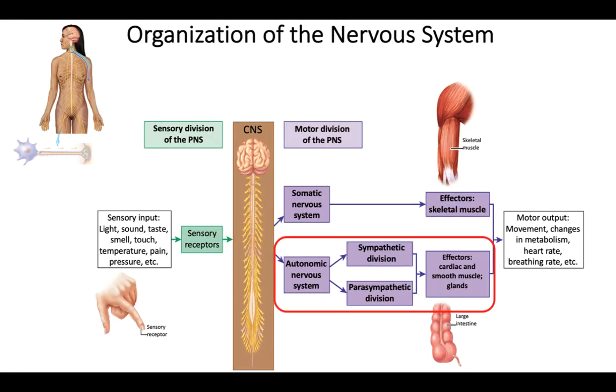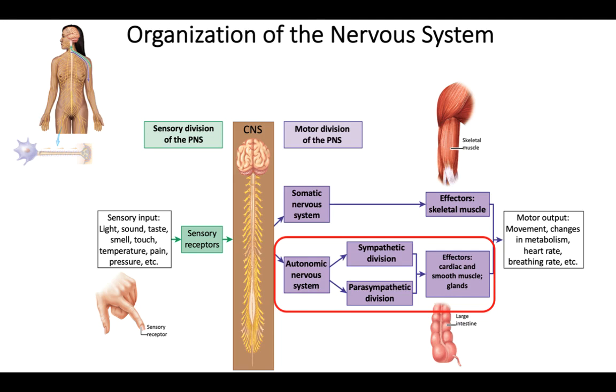So let's look at this diagram. We've looked at this in the past. This is just giving us an overview of the organization of the nervous system with the CNS, brain and spinal cord, input coming from sensory neurons or the sensory division of the PNS. And then over here is the motor division. And that's where we're going to focus on this motor division. Here's the somatic nervous system. The effectors, or the organs that it controls, are skeletal muscle. So the somatic motor neurons stimulate skeletal muscle contraction.